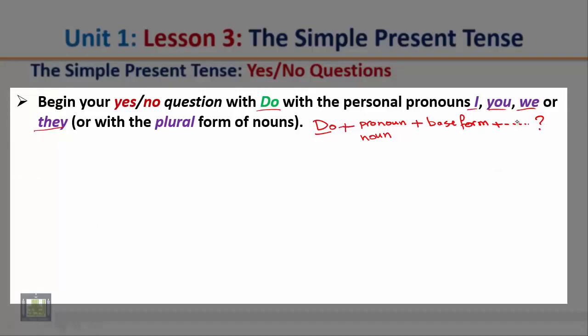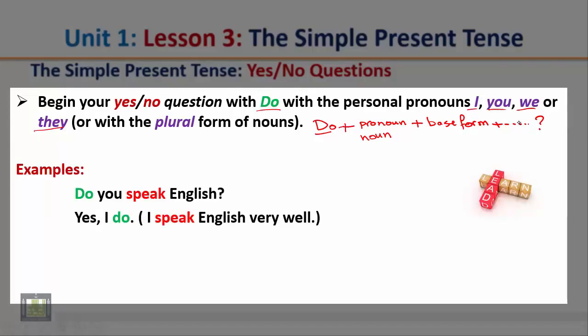So again, we start with do plus the personal pronoun I, you, we, or they, or with a plural noun, for example, students, schools, plus the base form of the verb and then complete your question. Examples. Do you speak English? Notice here that we start the question with do and then we have the pronoun, the subject, and after that we have the base form of the verb. The answer could be yes, I do. I speak English very well.